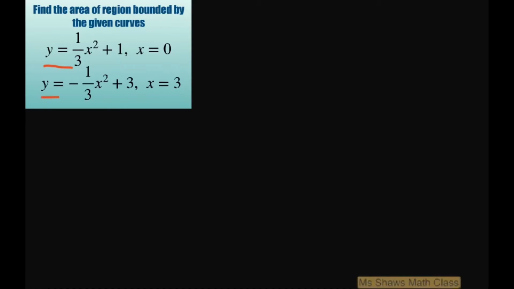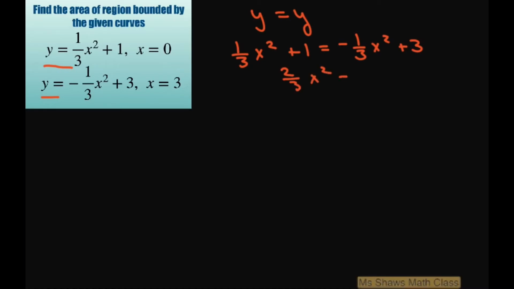So let's do that. If we have y equals y and we just set them equal to each other, we have 1/3 x squared plus 1 equals negative 1/3 x squared plus 3. So this is going to give me 2/3 x squared equals 2, and that means x squared equals 3 when you multiply through by 3/2.